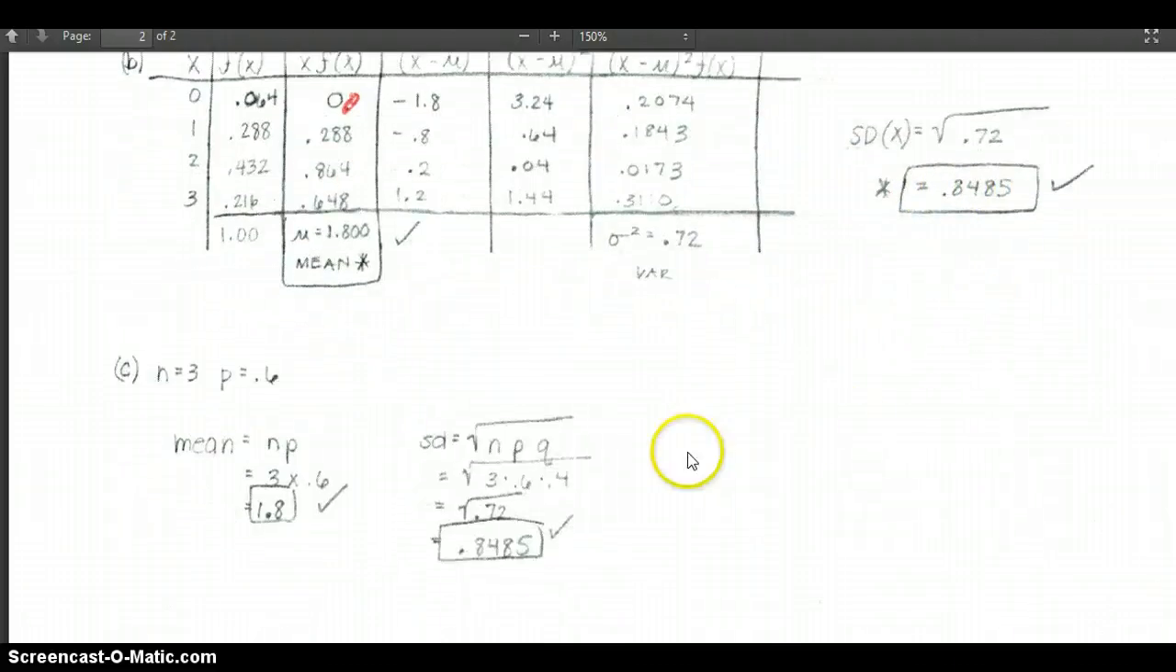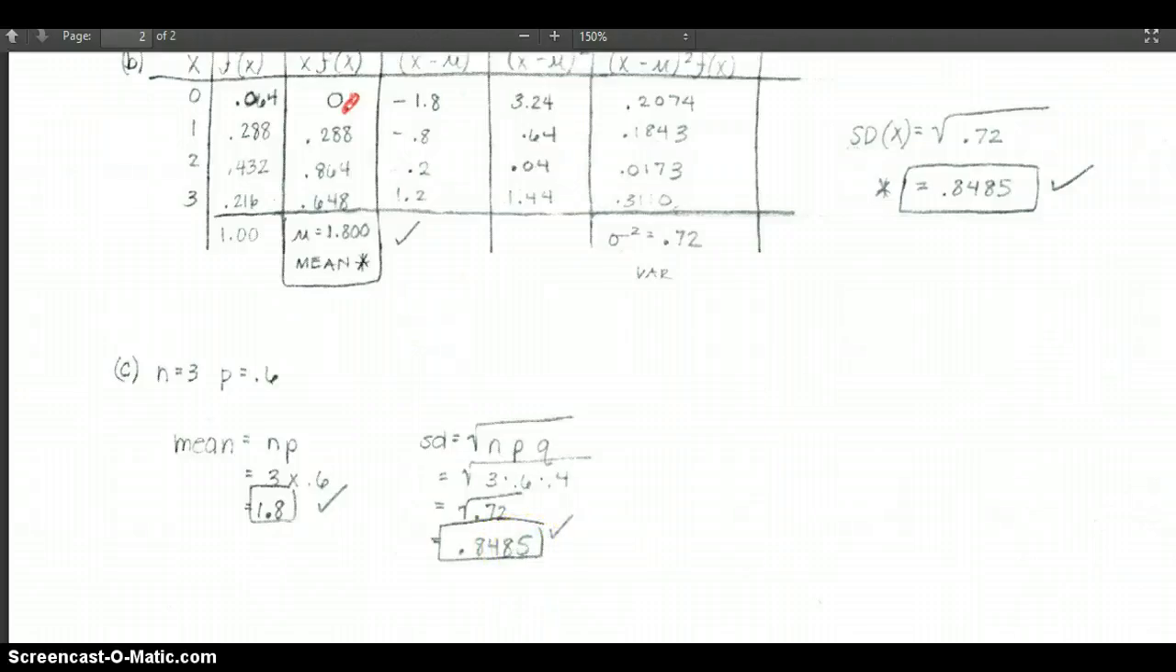And the formula given in the book for binomial distribution: how do we find the standard deviation? It's the square root of npq. So n is 3, p is 0.6, q is 1 minus p, that's 0.4. Which gives exactly 0.72, that's the variance, and taking the square root, we get 0.8485.